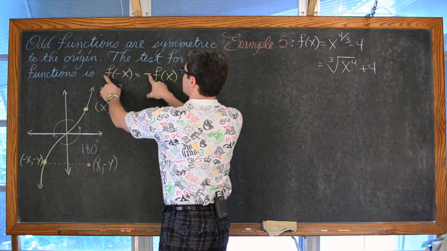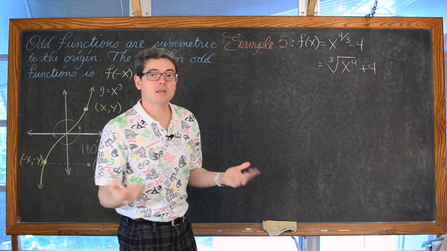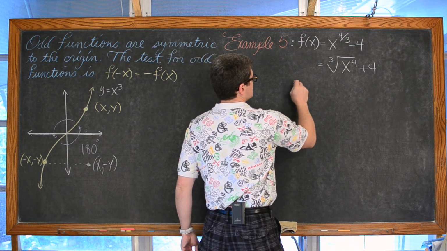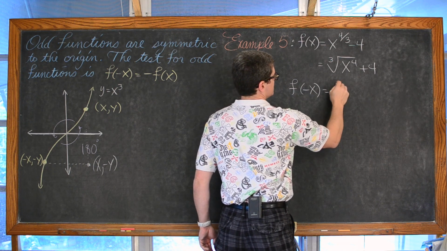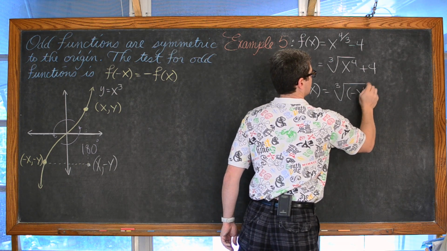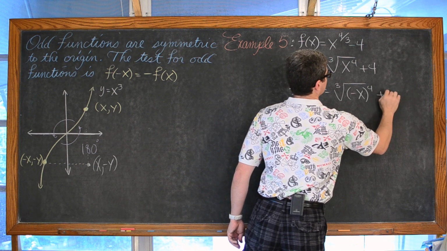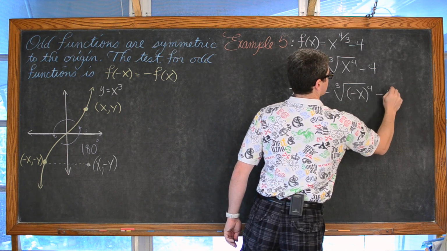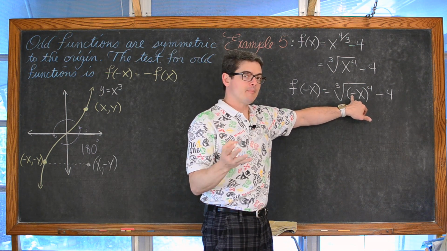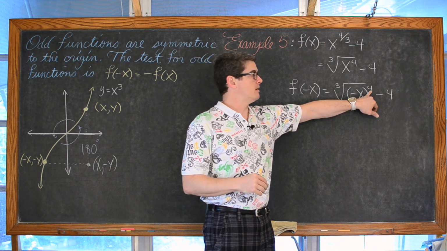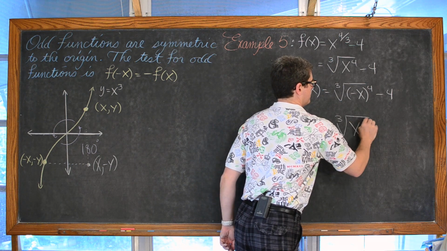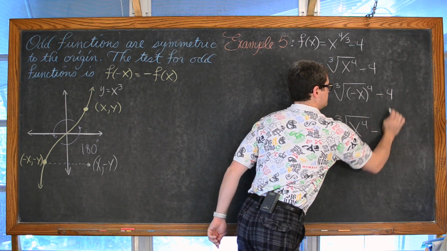If I plug in opposite numbers, am I going to get opposite answers? I might get the same answer, or find out that it's totally different, and thus it's neither even nor odd. So f of negative x is equal to the cube root, don't forget your parentheses again, of negative x to the 4th. Whoops, that's not a plus 4, that's a minus 4. Minus 4. And the opposite of x, raised to an even number, which is 4, is going to cancel out those negatives, giving us the cube root of x to the 4th minus 4.